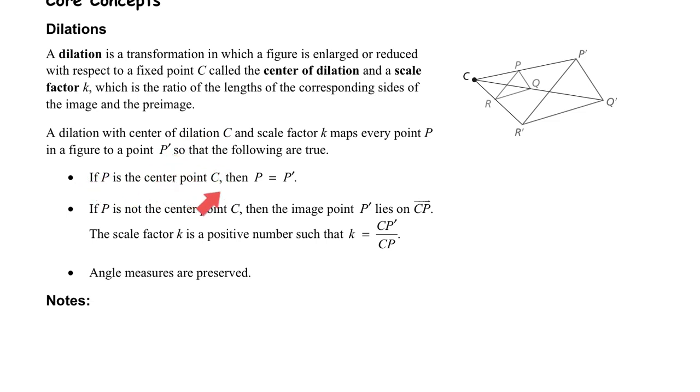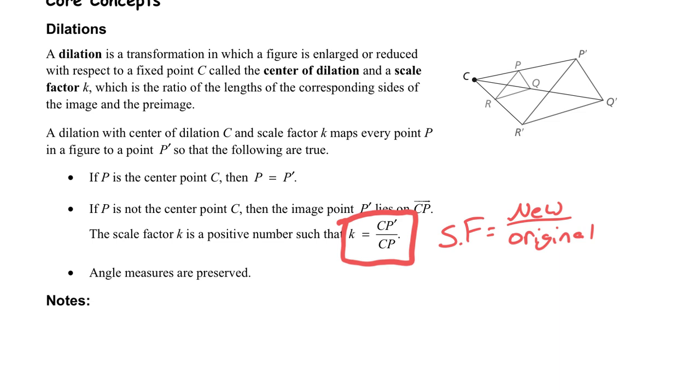So the following is true. If P is the center, then the pre-image and the image are the same. If it's not, then here is the rule. Here is how we find our dilation, our scale factor. It is CP prime over CP, or you can think of it as the image divided by the pre-image. A lot of times we call this the scale factor, and the scale factor is typically your new image divided by the original image. That's typically what we have. So there's scale factor, also written as dilation. Let's go to the next page.